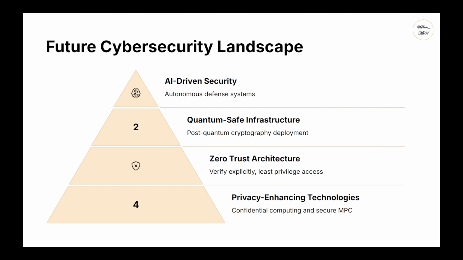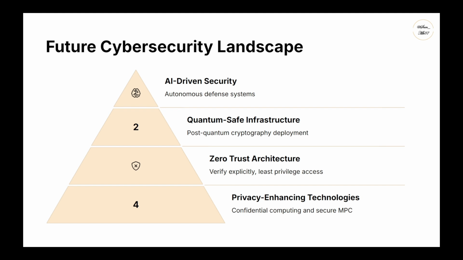This is reshaped by rapidly evolving techniques and increasingly complex threats. To stay ahead, organizations will need to embrace a new generation of security strategies. One major trend is AI-driven security. This includes autonomous defense systems that can detect, respond, and even predict threats in real time. Another key focus is building quantum-safe infrastructure. With quantum computing on the horizon, we'll see widespread adoption of post-quantum cryptography to protect sensitive communication and data.